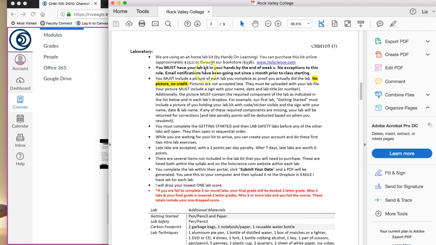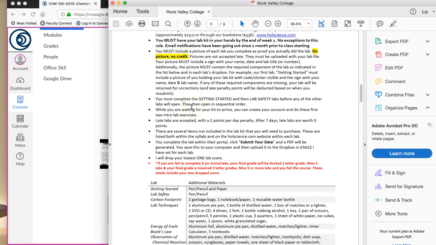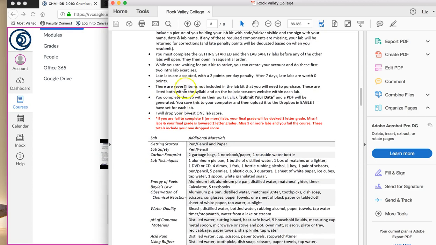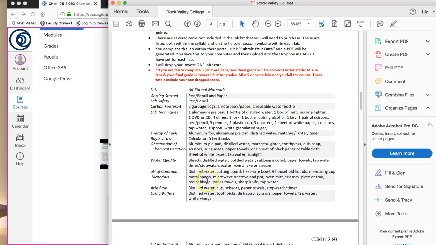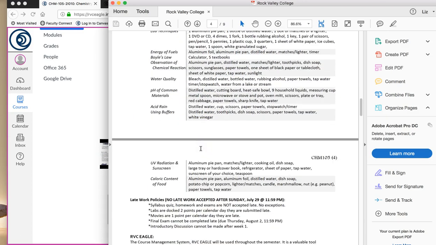All right, lab. I've pretty much talked about all of this as well. Again, can't emphasize, you've got to have the lab kit, and you have to have it in your hands by the end of the first week. I talked about the picture, all that. Late work policy is 2 points per day, and after 1 week, the labs are worth no points. Again, I'll let you read through all this, and most of this I already talked about. Here is again that list of additional materials you will need for each of the labs.